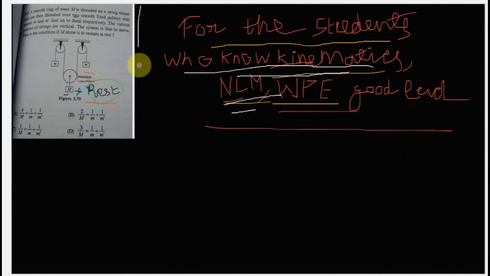So at first, students, please try this question by pausing the video. The question says: a smooth ring of mass capital M is threaded on a string whose ends are then threaded over two smooth fixed pulleys with masses small m and small m prime tied onto them respectively. The various portions of the string are vertical. The system is free to move. What is the condition if capital M alone is to remain at rest?